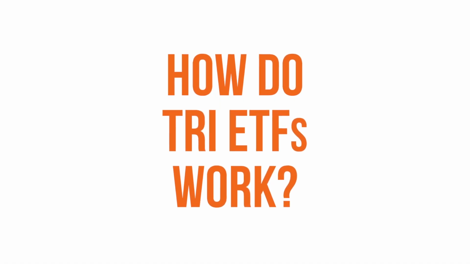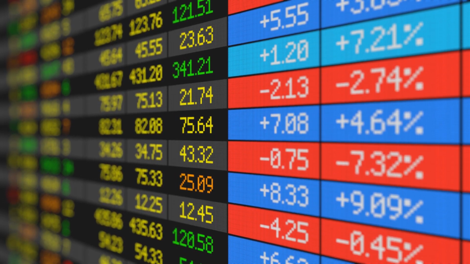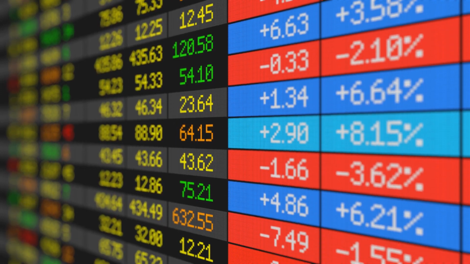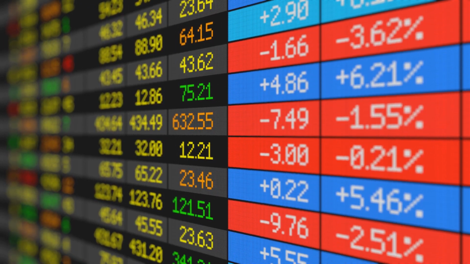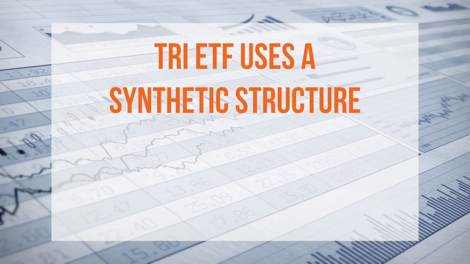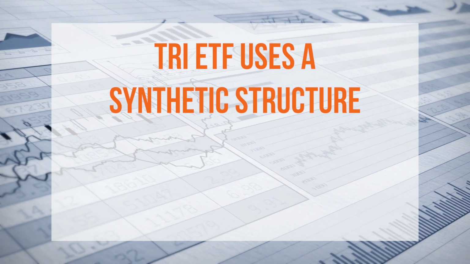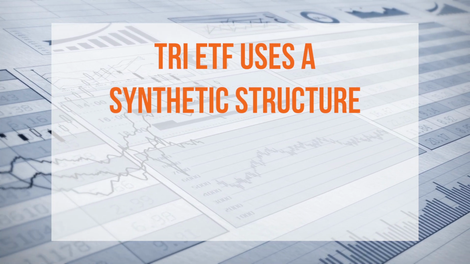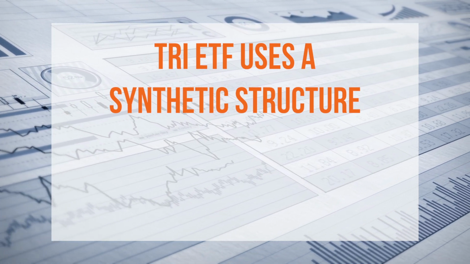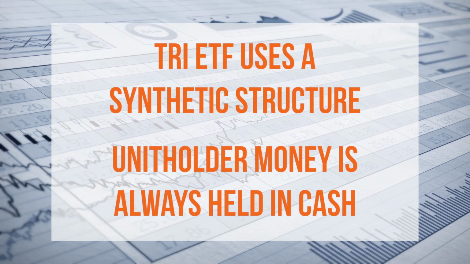How do TRI ETFs work? Unlike a physically replicated ETF that typically purchases the constituent securities found in the relevant underlying index in the same proportions as the index, a TRI ETF uses a synthetic structure that never buys the securities of an index directly. Instead, the cash portion of the ETF is put into a cash account. Unit holder money, therefore, is always held in cash.